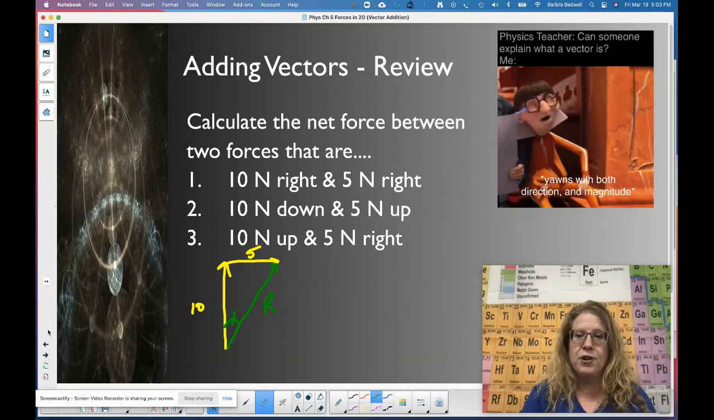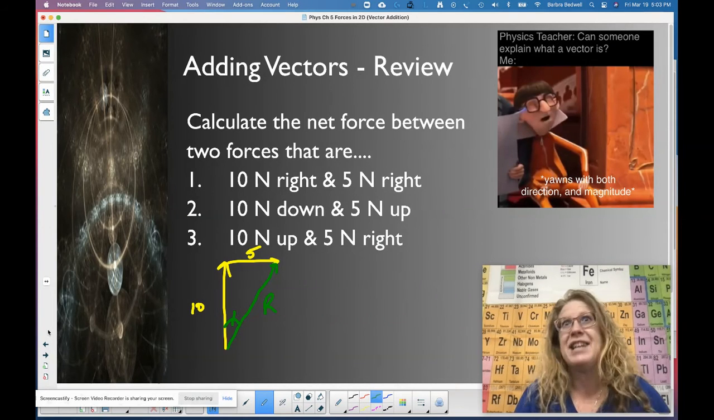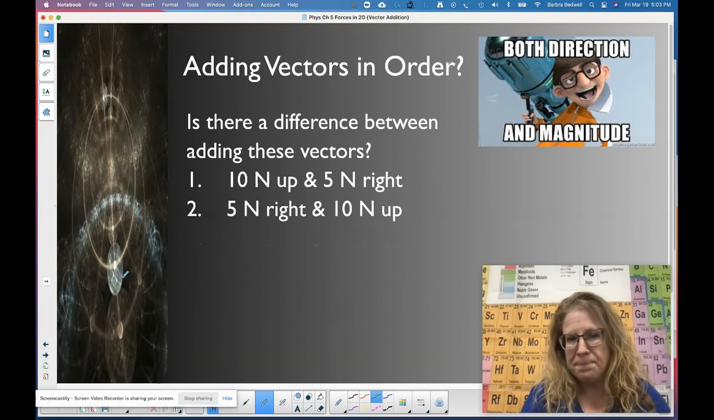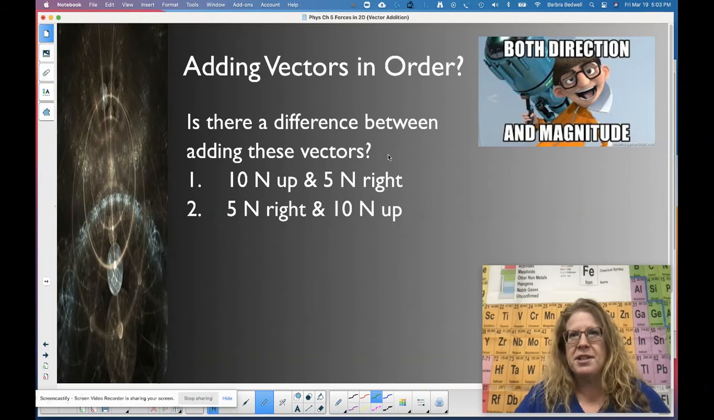From the tail of the first vector to the end of the last vector, from beginning to end, is basically how we draw our resultant vectors. I want to do a quick little note on this one. When we're adding our vectors, it doesn't matter which order we do it in. We did 10 newtons up and 5 newtons to the right. That's how we did that last one. 10 newtons up and 5 newtons to the right.